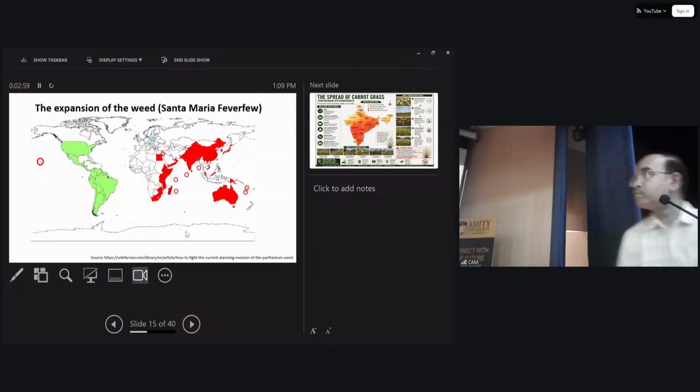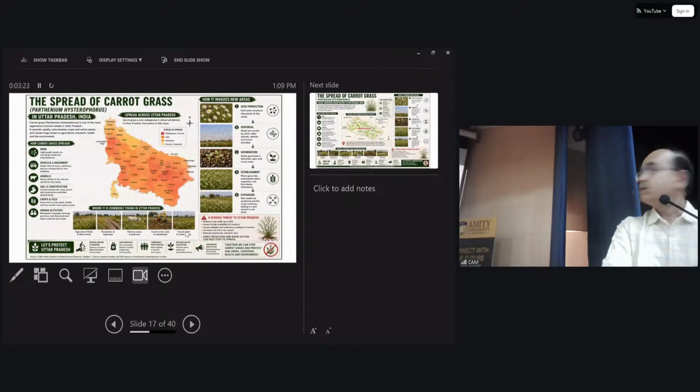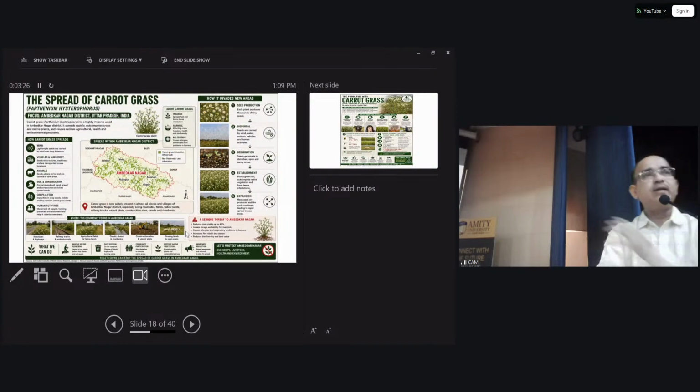There is one more problem because of a weed which is known as Santa Maria feverfew. It is well known as carrot grass or gajar grass. You can see it is abundant everywhere, even close to your campus also. This red region is showing the spread of this weed because it is very invasive, and I have taken the Indian continent, especially UP, then specifically the city Ambedkar Nagar.